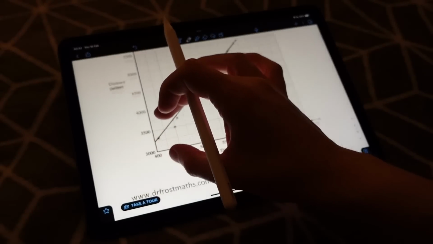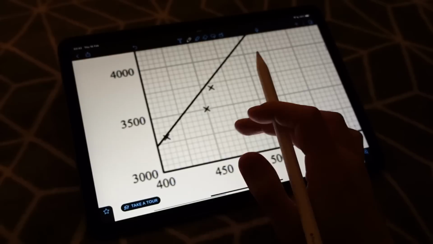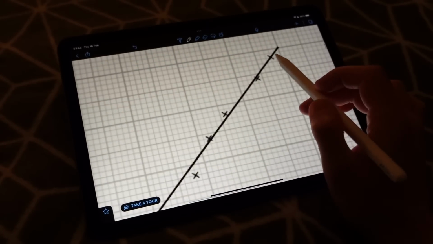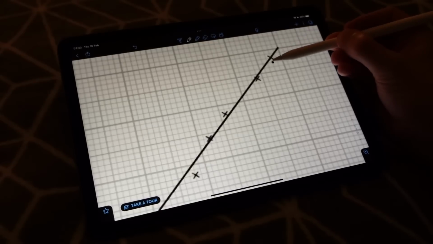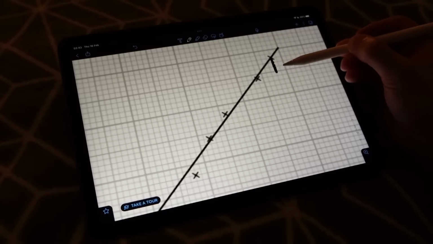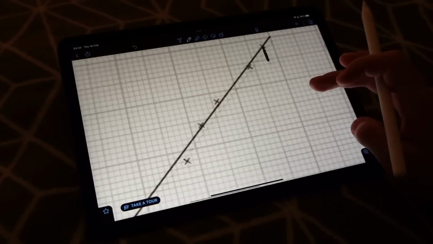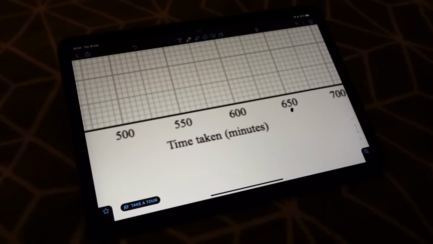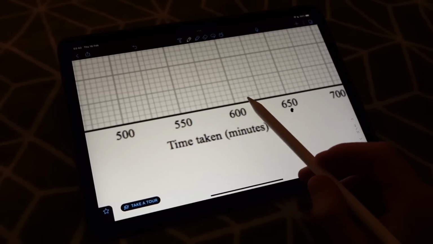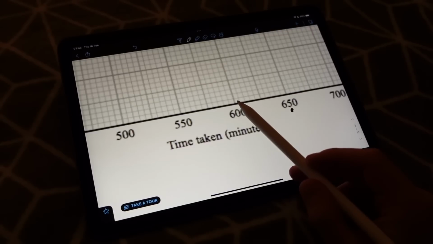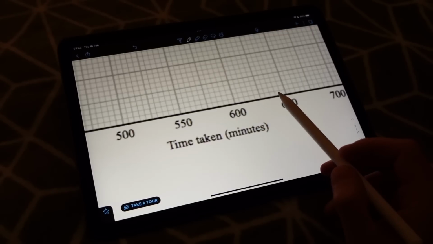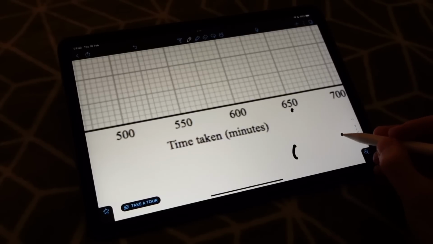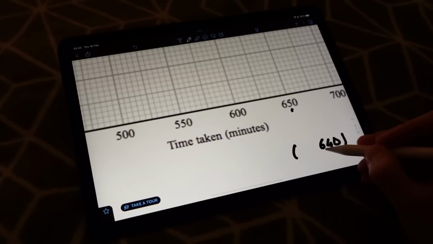Find a best fit so I can see. That one might be good. That one's pretty good. This one at the top's very good. It's quite difficult to make out where that is. It's kind of two boxes back from whatever this is. 650. Now, there are 10 boxes, which means each box is 5. So two boxes back will be 640. So one of our points is going to be 640.